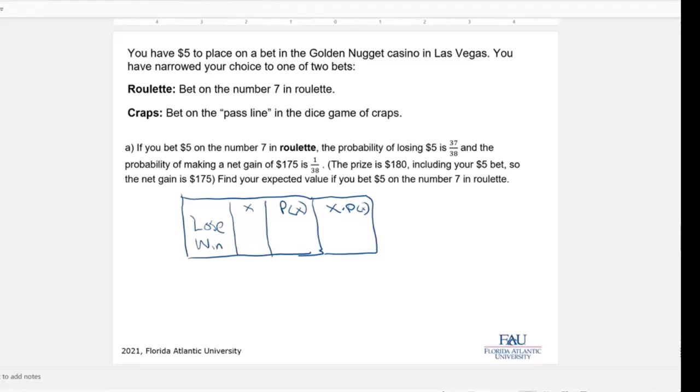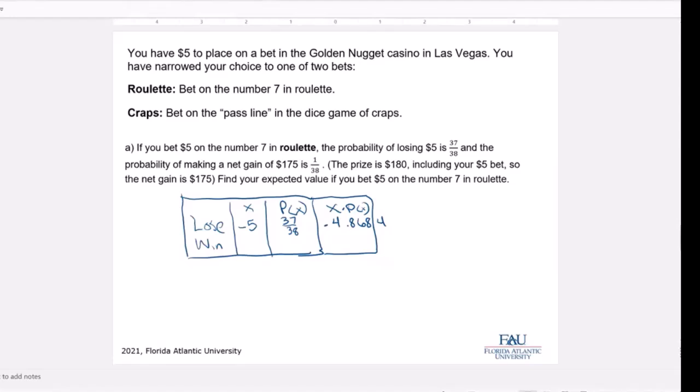If you bet $5 on the number 7 in roulette, the probability of losing $5 is 37 out of 38. If we lose, our probability is 37 out of 38, and we would lose $5. If we multiply those two numbers together, we get negative 4.864.